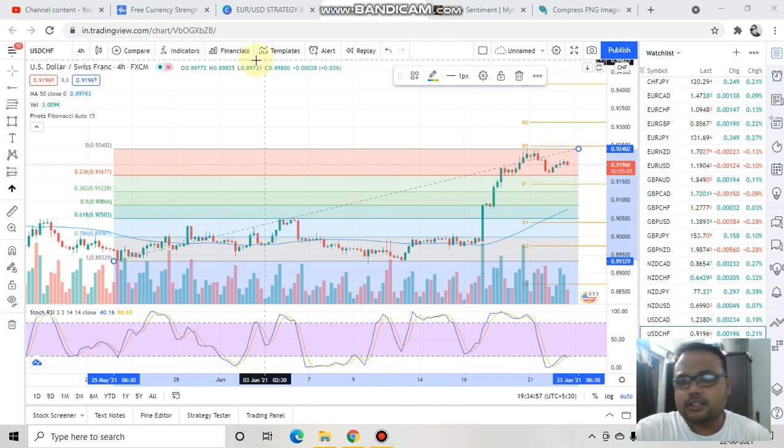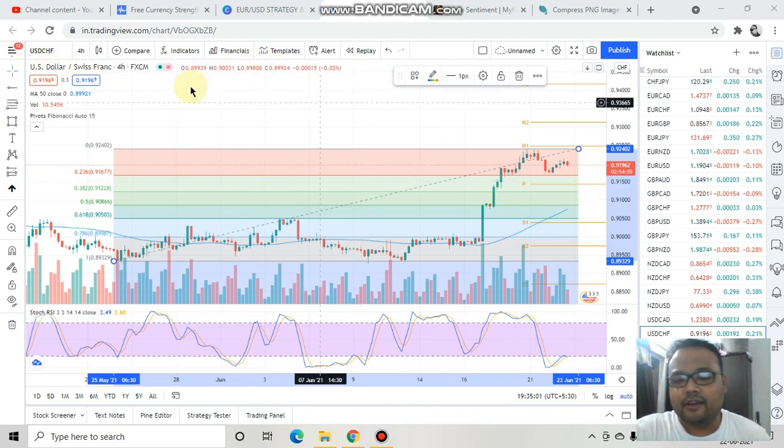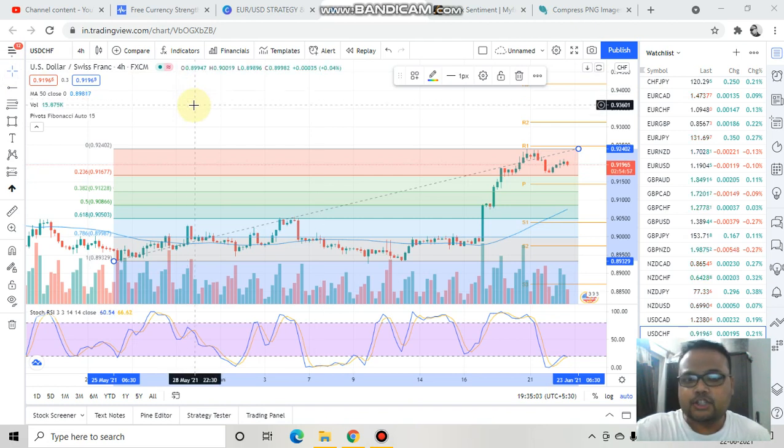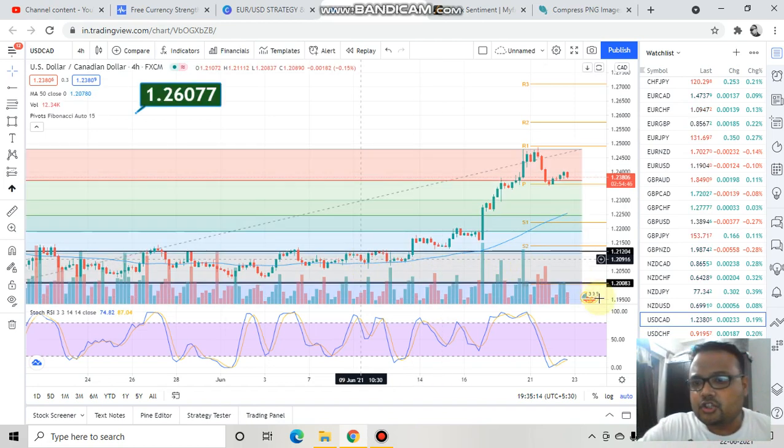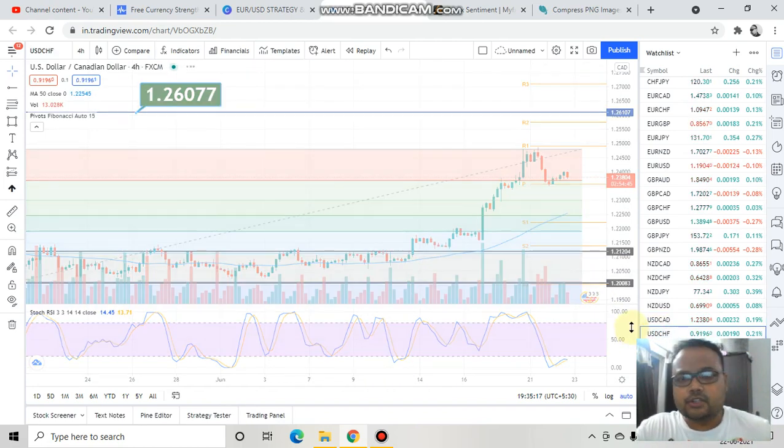So this is the 4 hour chart of USD CHF, US dollar, Swiss franc, my favorite time frame. And if you look at the chart carefully, then we'll see resemblance with the chart of US dollar, Canadian dollar. Yes, these two charts look very familiar. This is the USD CAD chart and this is the US dollar Swiss franc chart.